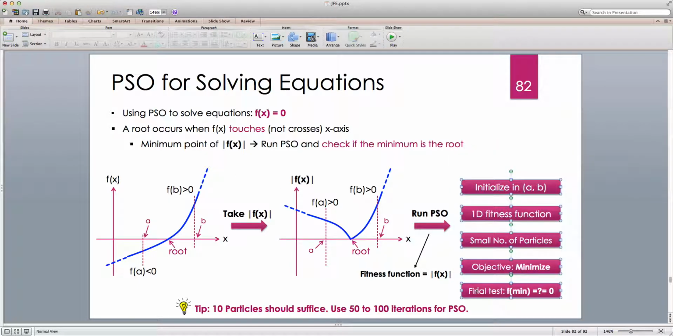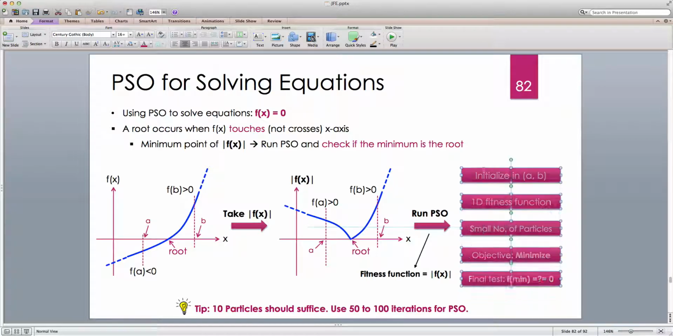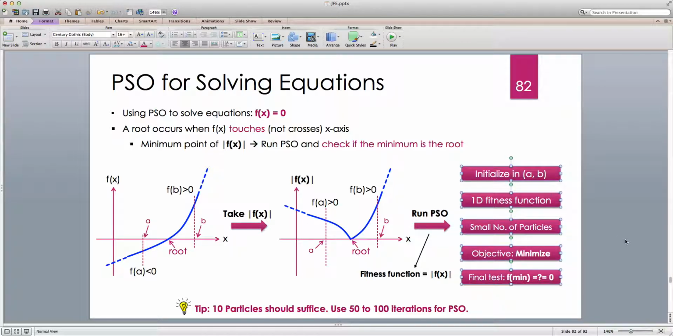So with all these steps, the PSO should be able to give us the root. And the important thing is that PSO doesn't care about the continuity. PSO doesn't care about the bracket, because eventually we run this test. So it's not part of the PSO. It's just a thing that the user, or us as programmers, are going to check anyway. All right.